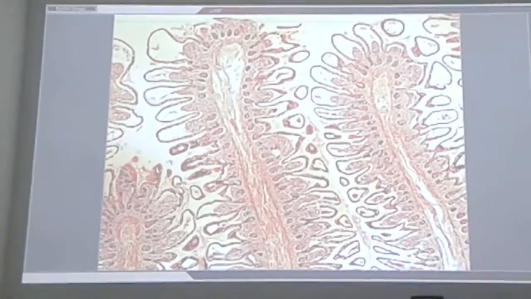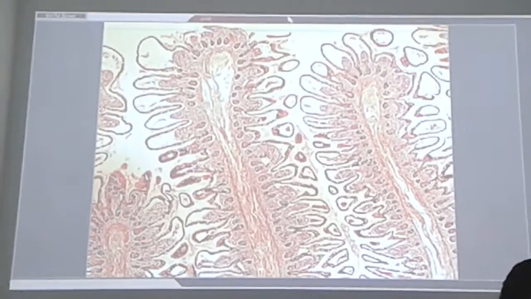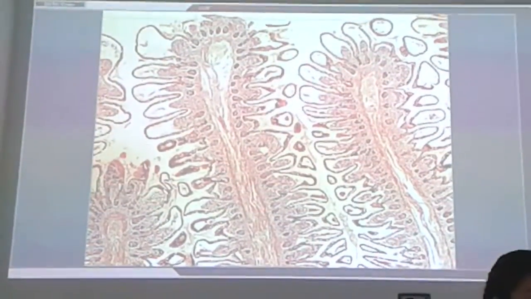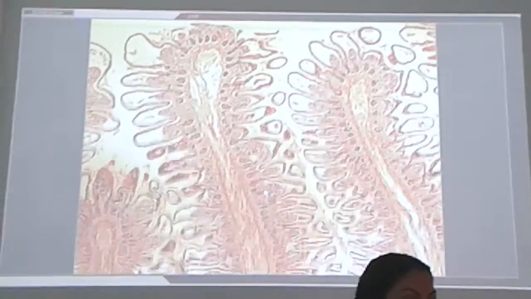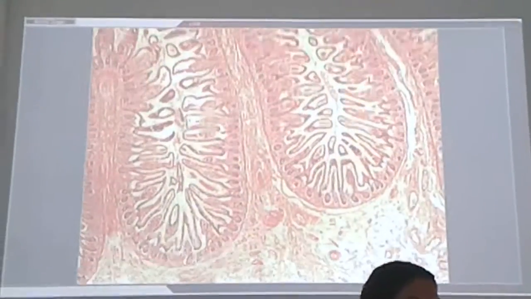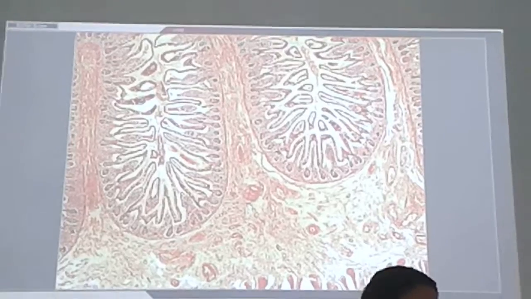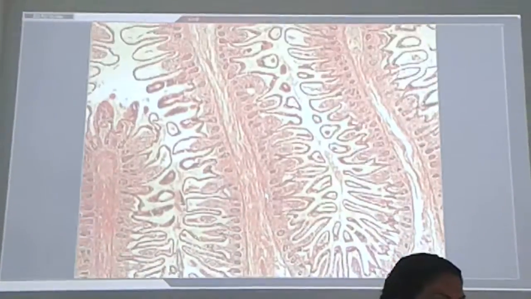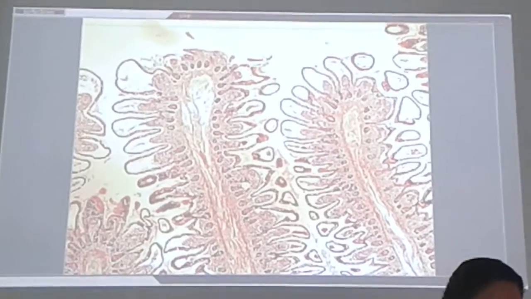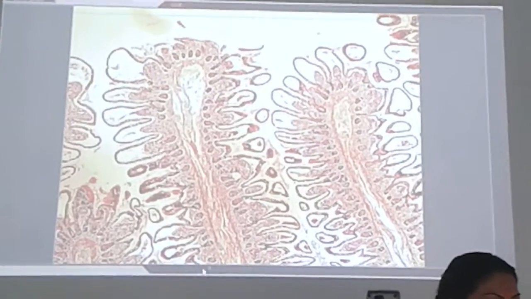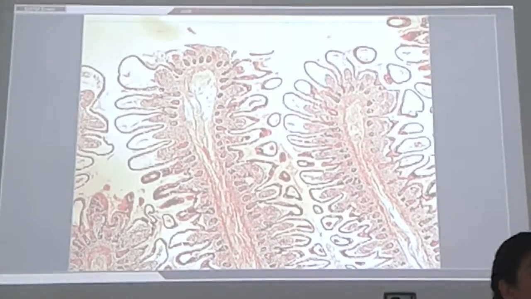So this is the plica circularis. Look, I'm going to draw a real big circle. See these foldings, which include mucosa and lamina propria, and a little bit of submucosa. Okay, so this extends towards the lumen. This is a plica circularis, this structure, okay? This is another plica circularis, and these are permanent.